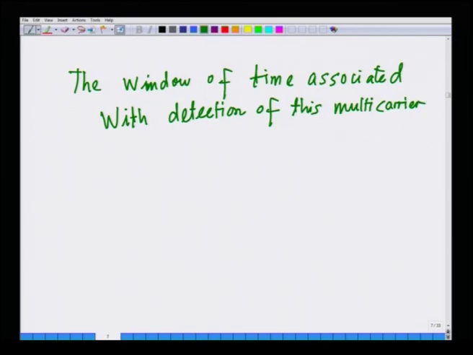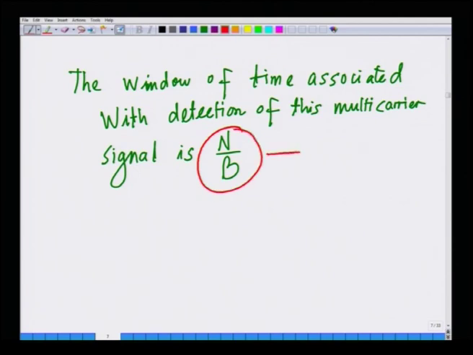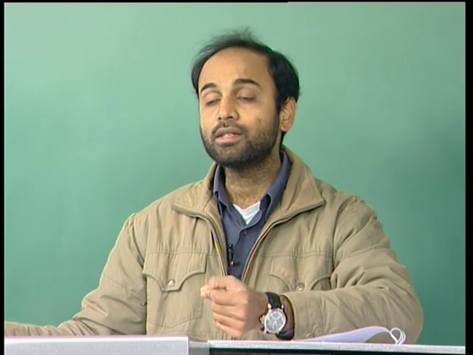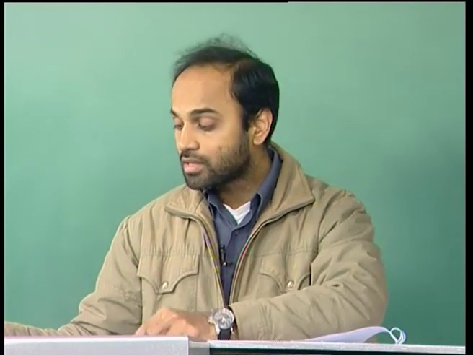The window of time associated with detection of this multi-carrier signal is n over b. So, the window of time, as we said, is nothing but the time period of integration. This also, we said, is the fundamental period associated with the subcarrier, that is, the subcarrier fundamental frequency is b over n. The fundamental period is 1 over the fundamental frequency, that is 1 over b over n, which is nothing but n over b. So, this is the time period of integration, which is also the time period of the observation symbol.